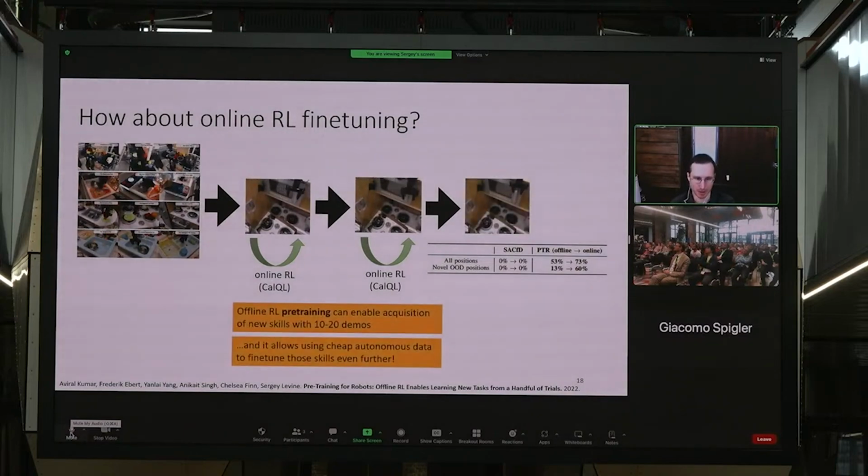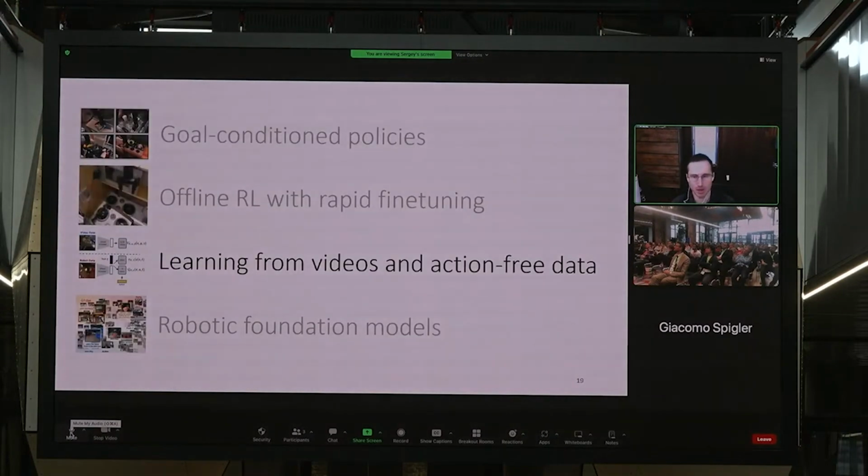So offline RL can enable acquisition of new skills with 10 to 20 demos, and then using cheap autonomous data can actually make that even better. Okay, now let's move even further to the right on that spectrum. Let's talk about how we can use not only suboptimal data or autonomous data for downstream tasks. Let's talk about how we can better use data without any robots at all.